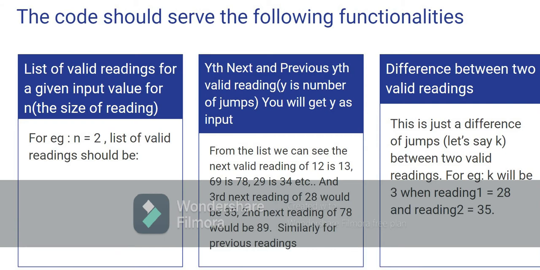And the third important thing that you have to do in this code is to find the difference between 2 valid readings. Now this is not simple subtraction. If reading 1 is 29 and the other reading is 34, then you cannot simply write 5, because you have to find the difference between readings, or you can say the number of jumps that you need to take from the first reading to reach the second reading. I'll give you examples for this.